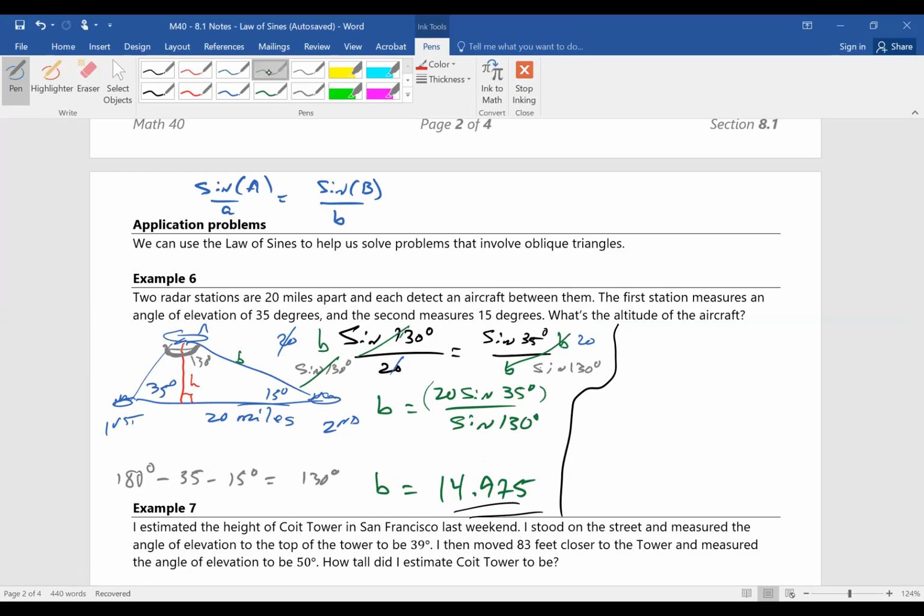14.9 or 14.975, however you want to put it. 14.975. And the reason we did that is because now I've created another triangle in red here with this side and this side and this side. And because I know that this is 90 degrees, check it out.